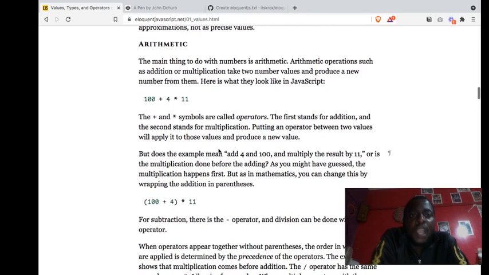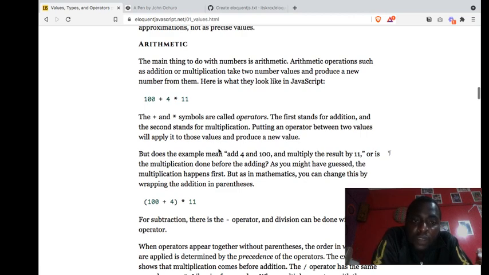The important thing is to be aware of it and treat fractional digital numbers as approximations and not as precise values. Arithmetic. The main thing to do with numbers is arithmetic. Arithmetic operations such as addition or multiplication take two number values and produce a new number from them. Here's what they look like in JavaScript: 100 + 4 * 11. The plus and asterisk symbols are called operators. The first stands for addition and the second stands for multiplication.